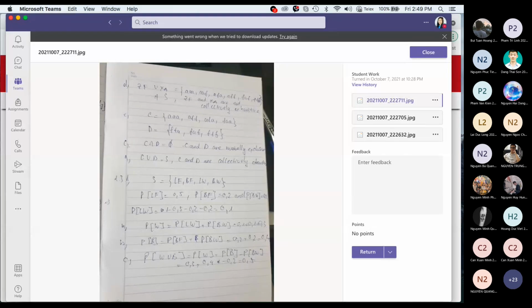Now A, the probability of W equals the probability of LW plus the probability of BW. So it equals 0.3, right? The probability of B equals BF plus the probability of BW, so it equals 0.2 plus 0.2, which is 0.4. C, W union B equals the probability of W plus the probability of B minus the probability of BW. So it equals 0.5. Correct.